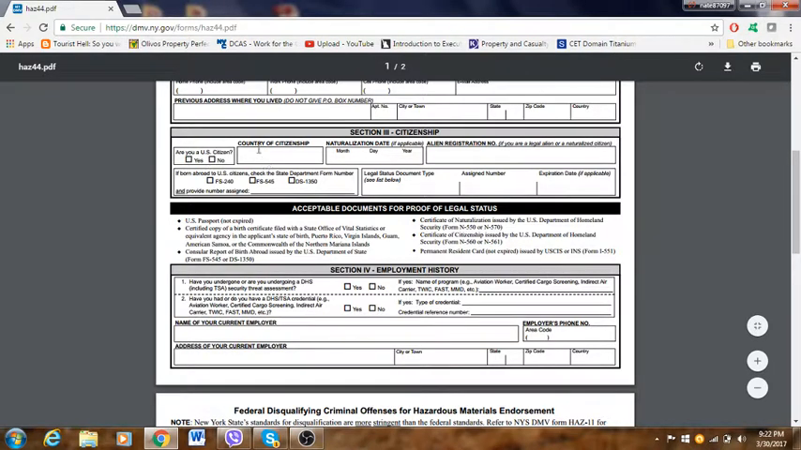Yes or no? Country of citizenship. I mean, if you're a U.S. citizen, then these questions do not relate to you. If you're not, then whichever questions relate to you. If you have a naturalization date or an alien registration number, whatever it is, just make sure this is it.